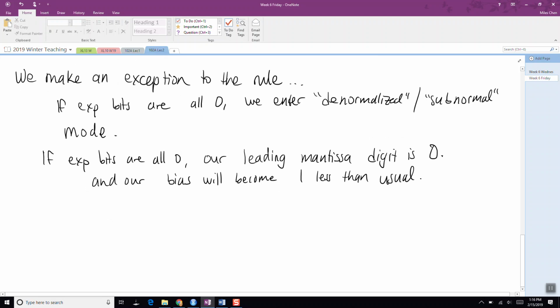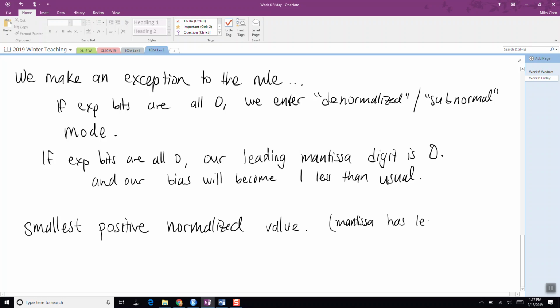So let's just think, what will our smallest regular normalized value be? Smallest positive normalized value, which means the mantissa has lead digit 1.